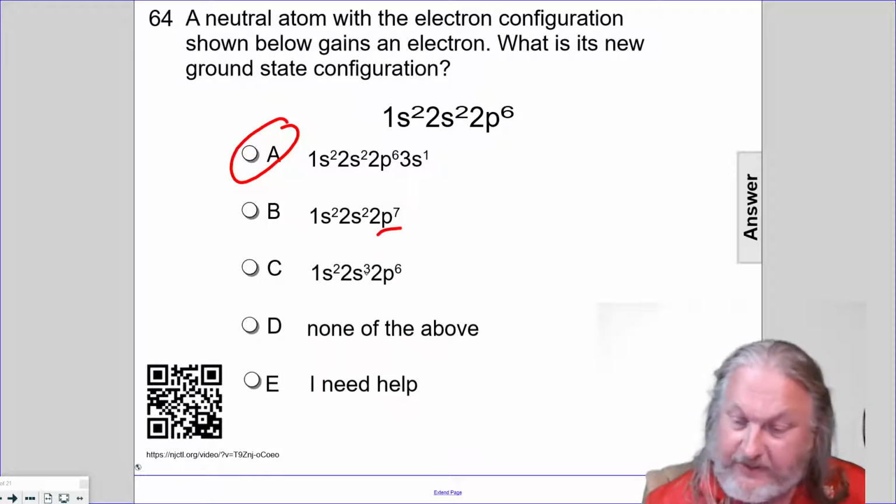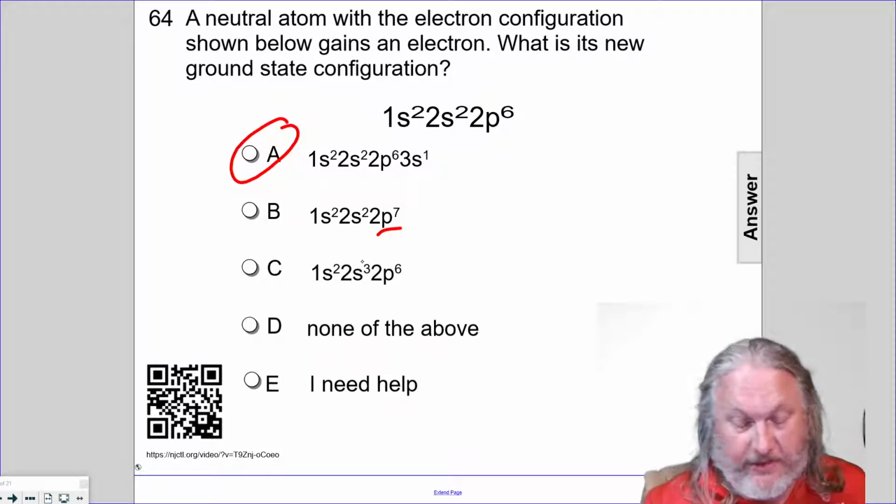Can't go 2p7. Can't have 3 in the s. So that's where it's got to go.